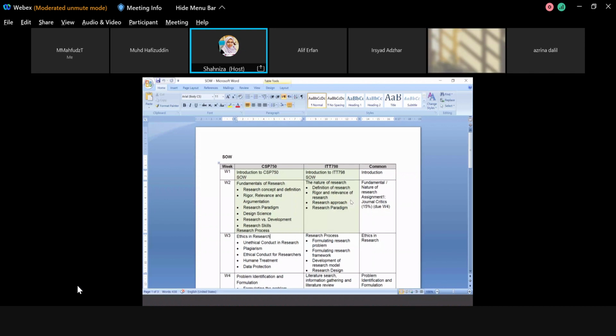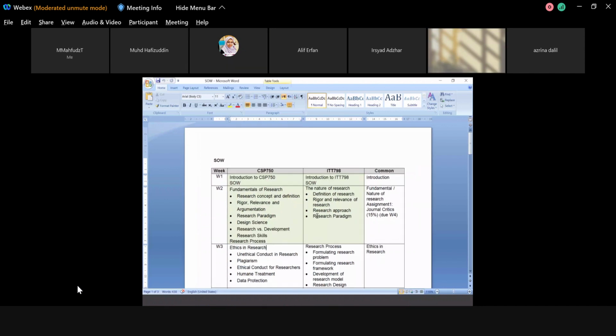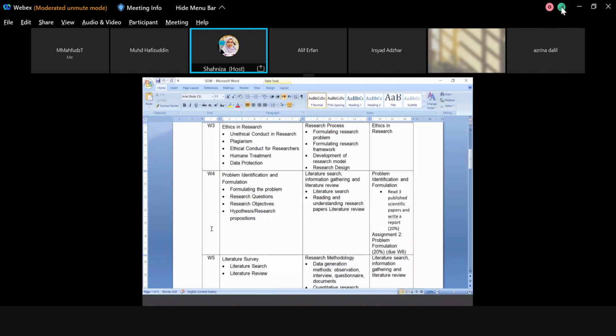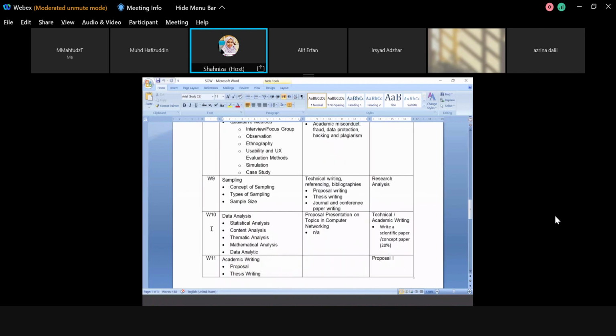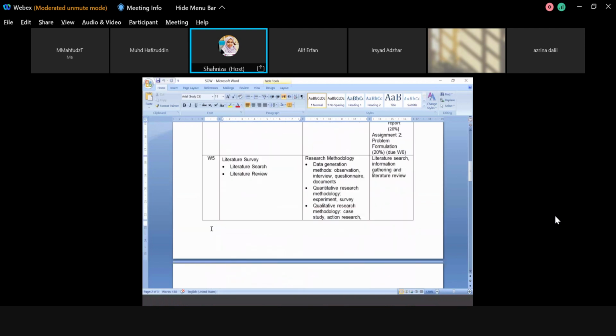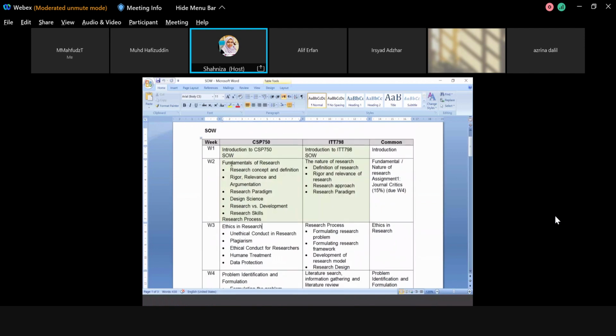Okay, so I try to somehow merge and unmerge the scheme of work for these two subjects, okay, based on the weekly plan that we have, week 1 until week 14. Okay, so kalau kita tengok dekat sini, ini yang subjek yang ni adalah berdasarkan kepada syllabus lah. This is the syllabus.